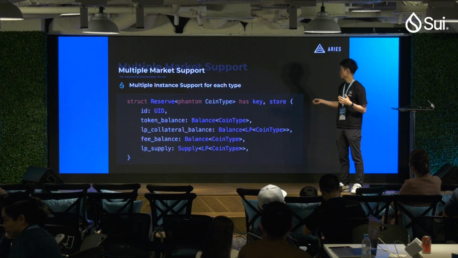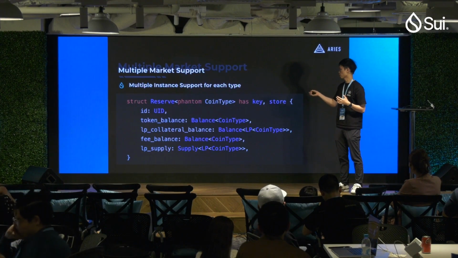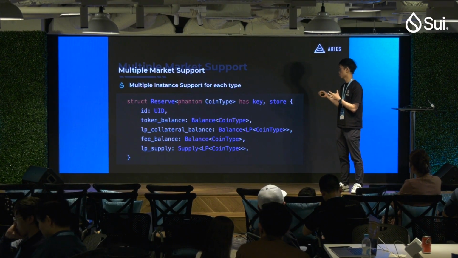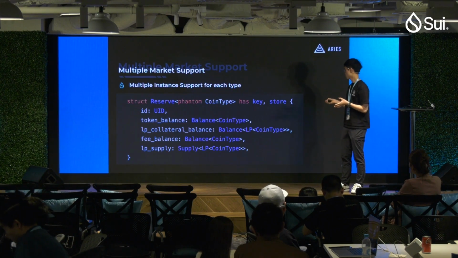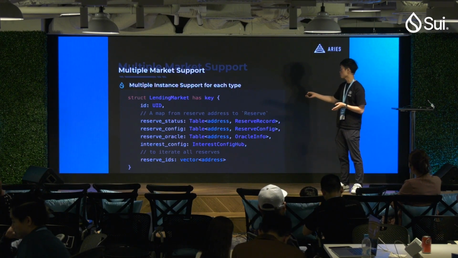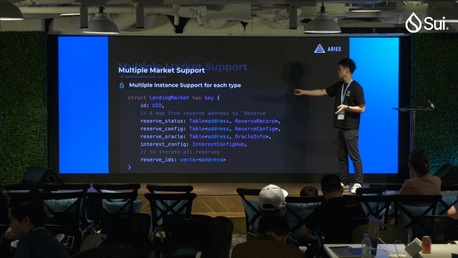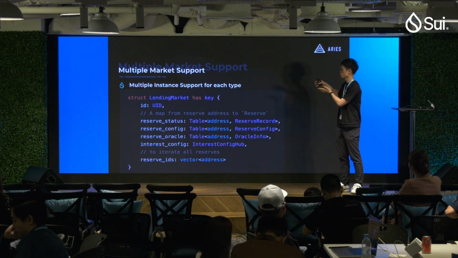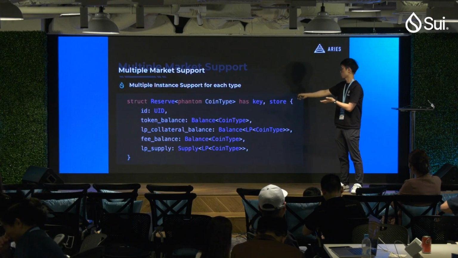And for reserve, we define a Move struct called reserve, and this Move struct records the token balance and how much fee it has generated. So if you remember, we have all these three abstractions. You might be wondering why we need to store all of this information, reserve status, reserve config, in the lending market scope, but not store it here in the reserve scope.